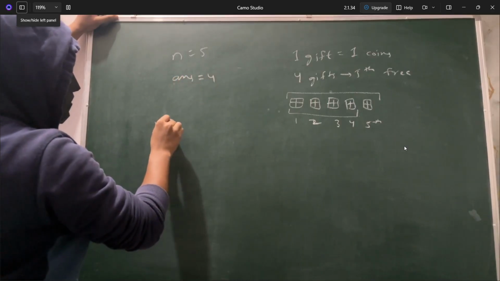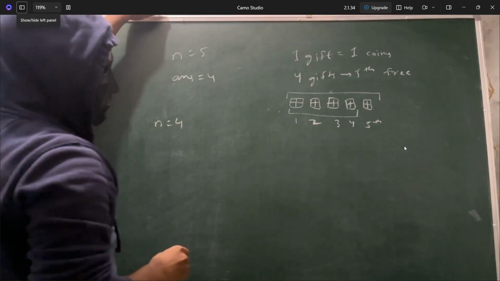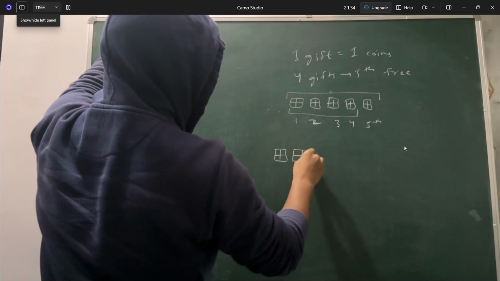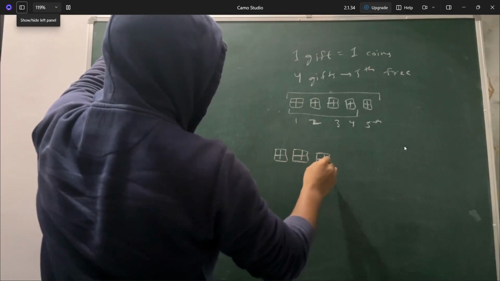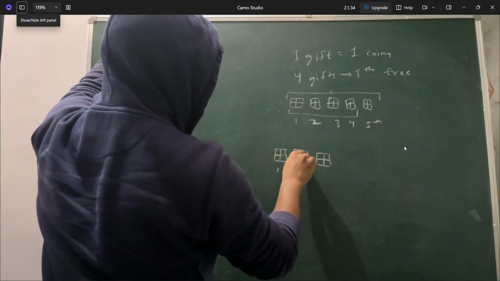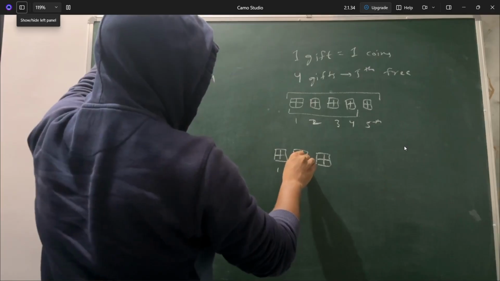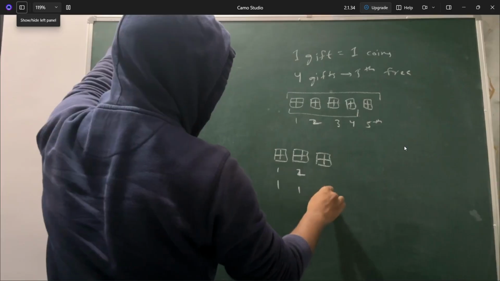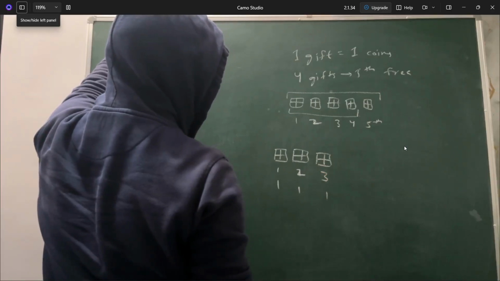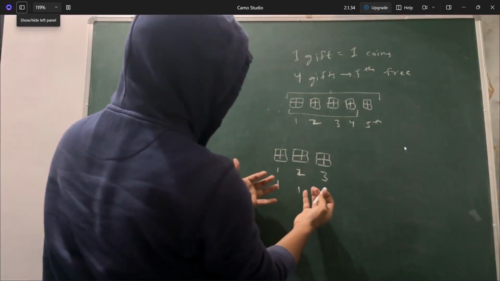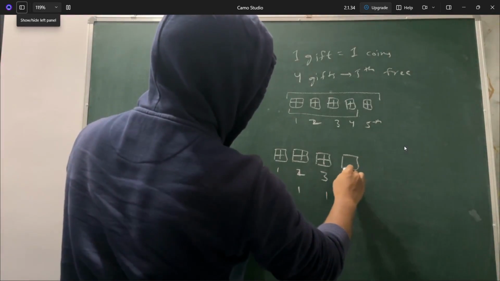Let's say he wants to gift 4 gifts now. In order to gift 4, again he'll move to the shop, and 1 coin he'll give, he'll make the purchase of 1 gift. 1 more coin he'll give for the second gift. 1 more coin he'll give for the third gift. Since he wants to gift 4, this is not valid yet. 1 more coin he needs to spend.